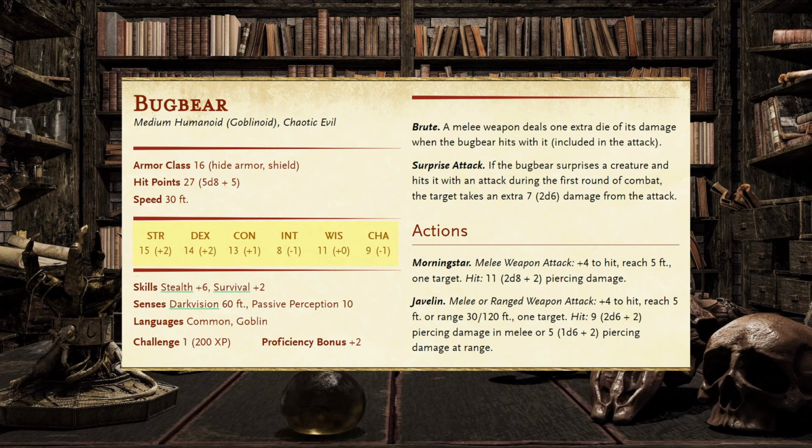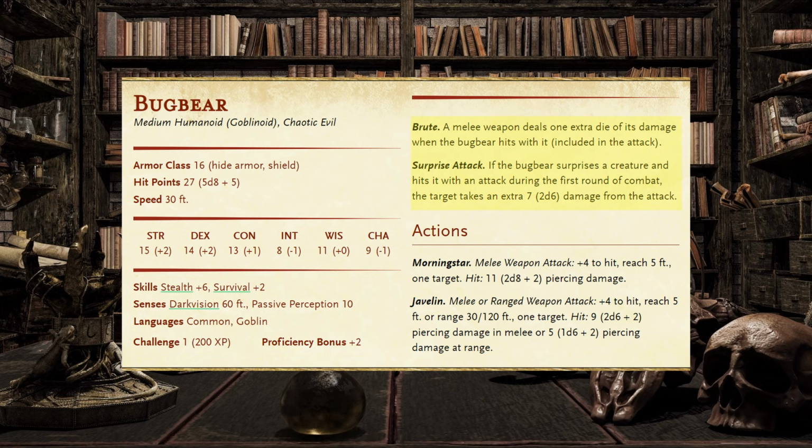For their skills and proficiencies, the bugbear has a +6 to stealth, a +2 to survival, has darkvision out to 60 feet, has a passive perception of 10, speaks Common and Goblin, has a proficiency bonus of +2, has a challenge rating of 1, and awards 200 experience points when killed.